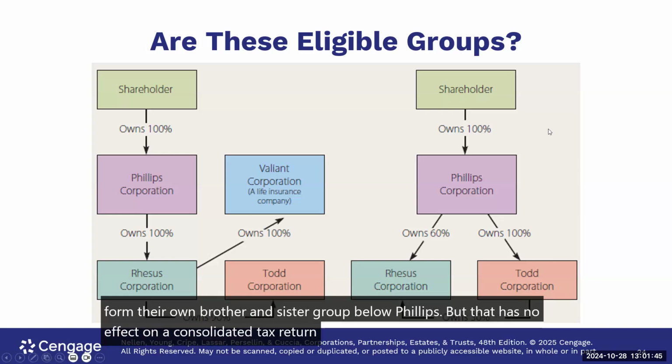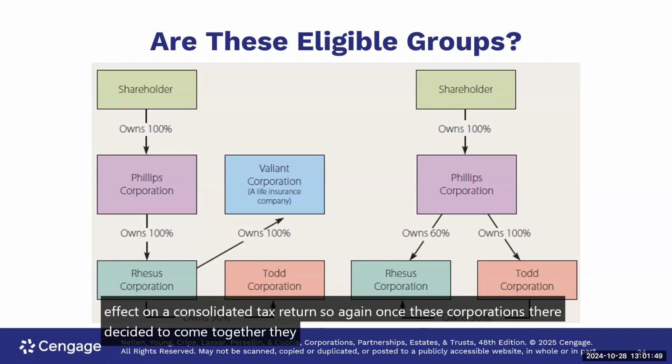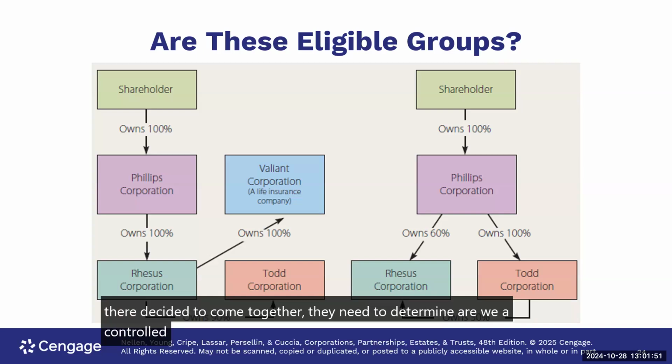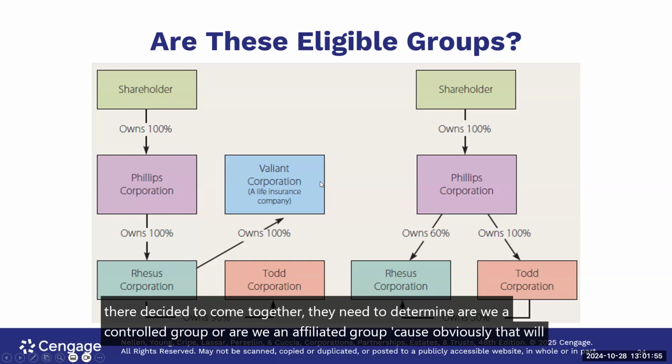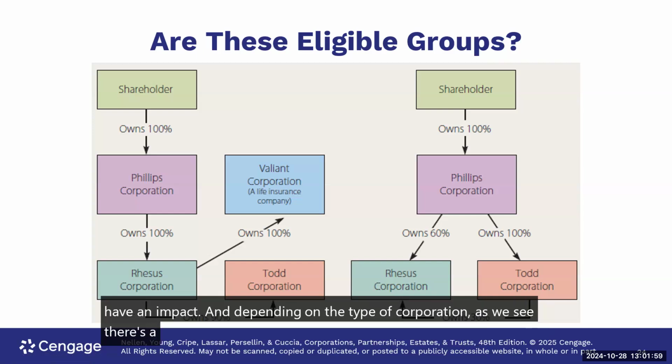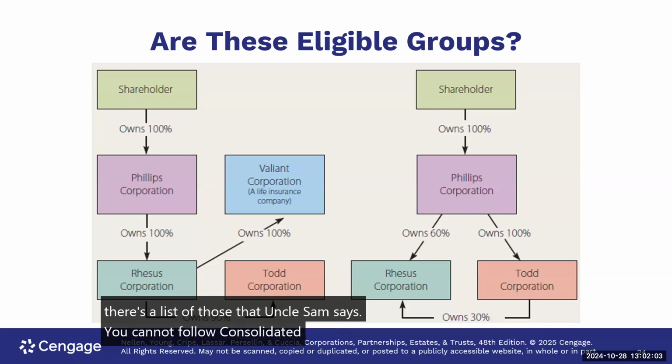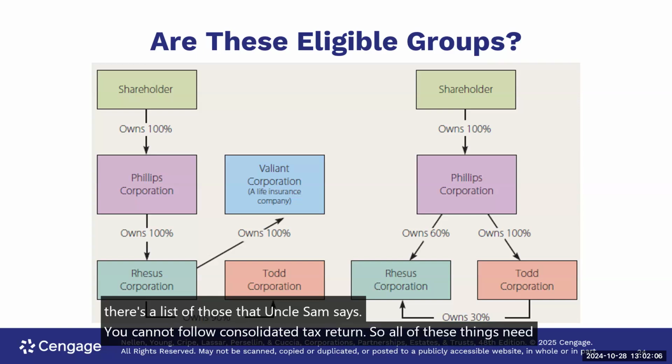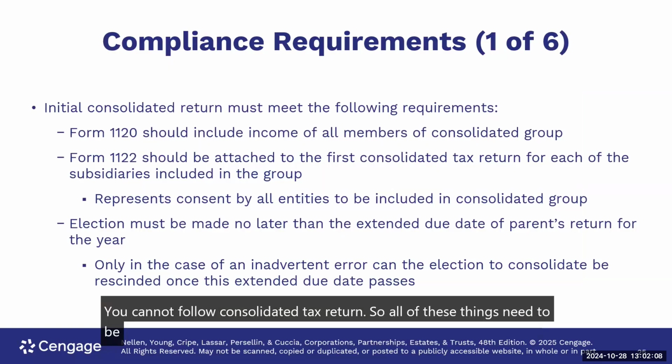So again, once these corporations decide to come together, they need to determine: are we a controlled group or are we an affiliated group? Because obviously that will have an impact, and depending on the type of corporation, as we see, there's a list of those that Uncle Sam says cannot file a consolidated tax return. So all of these things need to be factored in. So we move on to the compliance requirements.